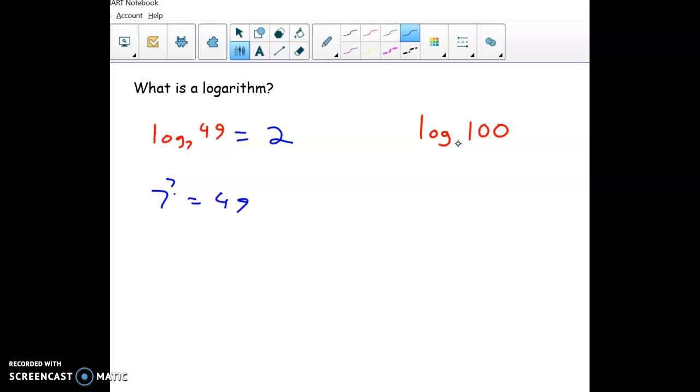All right, and then if nothing is written here, that's an invisible 10. So the second one is going to say 10 to what power gives us 100, right? Find me the exponent for base 10, and that answer is 2.